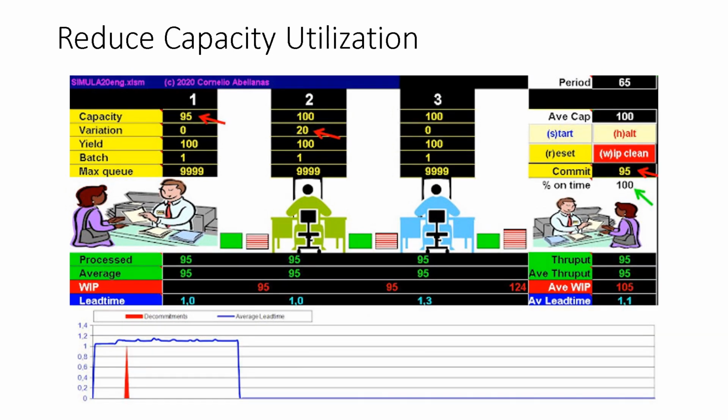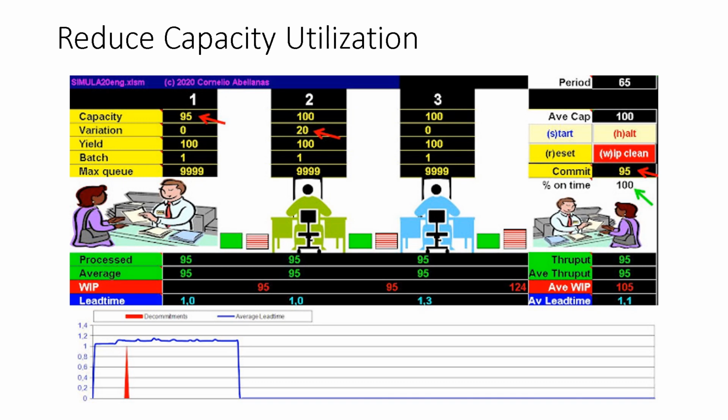Assuming we are not able to eliminate the root cause of the problem, which is variability in step 2, how can we meet our customer commitments and at the same time reduce lead time? We will try reducing capacity utilization, which means that we will not commit to our customers 100% of our capacity, but only 95%, leaving the 5% balance to compensate for the variability of step 2.